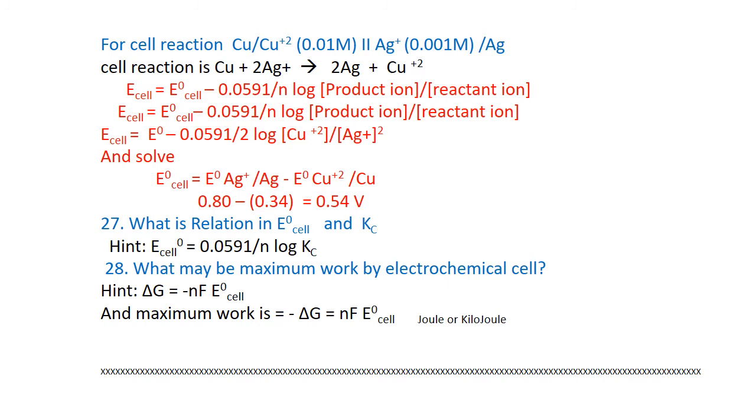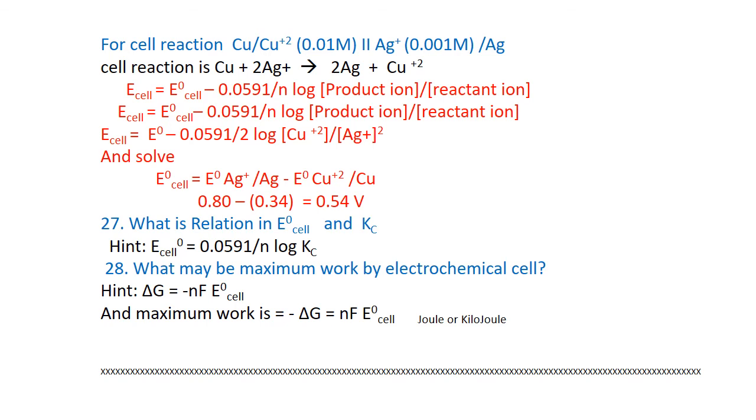So reactants, which are at the start, we write together, and products together. On the basis of that, E cell will be equal to E naught cell minus 0.0591 upon n log product ions divided by reactant ions. And again, the value of E naught cell can be calculated by E cathode minus E anode, and place this value, minus 0.0591 upon 2 log copper +2 oblique silver plus square. Why square? Because 2 Ag plus ions are given in the balanced equation, and remember this point.